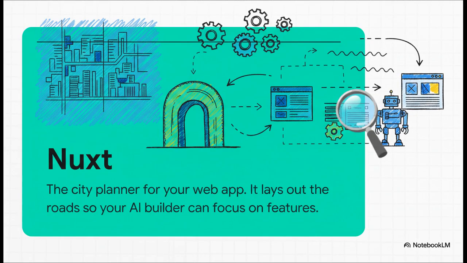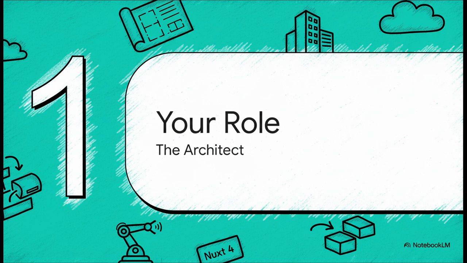So, what in the world is NUXT? The best way to think about it is like a city planner for your app. I mean, before your AI can go in and build the cool stuff, the shiny skyscrapers, the beautiful parks, someone has to lay out the roads, the power grid, the water lines. That's NUXT. It provides all that essential structure so your AI builder can just focus on the fun part, the construction, not the boring infrastructure. And this brings us to your role in this whole process, because in a NUXT project, you are the architect. You're the one holding the vision for the entire city.